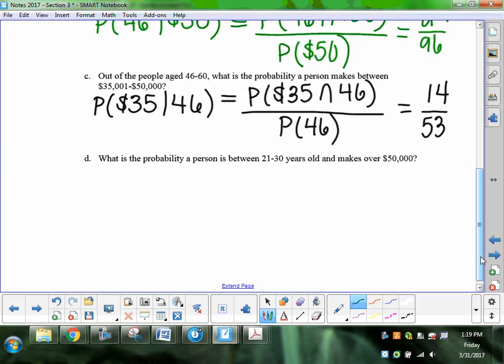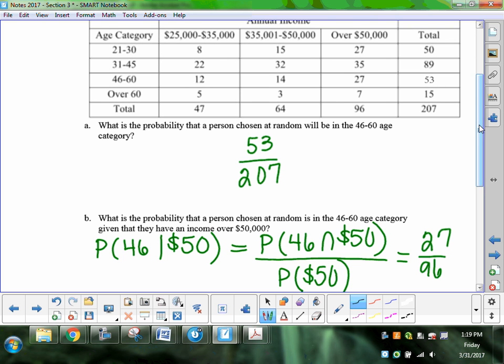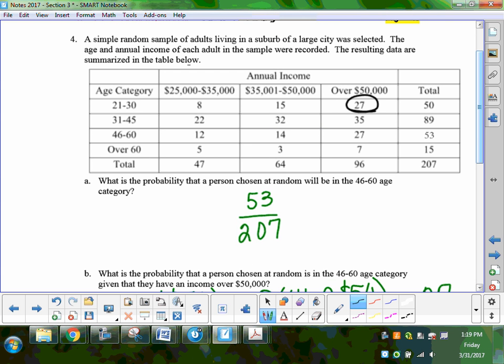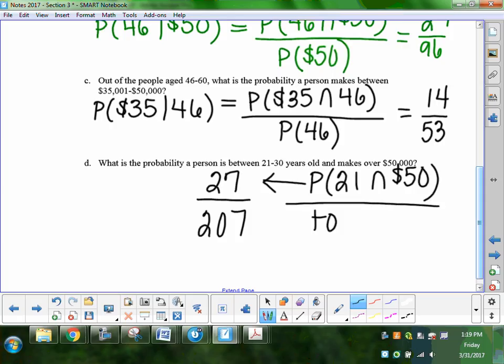27 over what? More than that? 27 is, wait a minute, what did we say the band was? What was the criteria? Was it over 50,000 and in the young band? So this one here, over what? Louder. Why is it 207? You're right. The probability of 21 and the 50,000 over all.